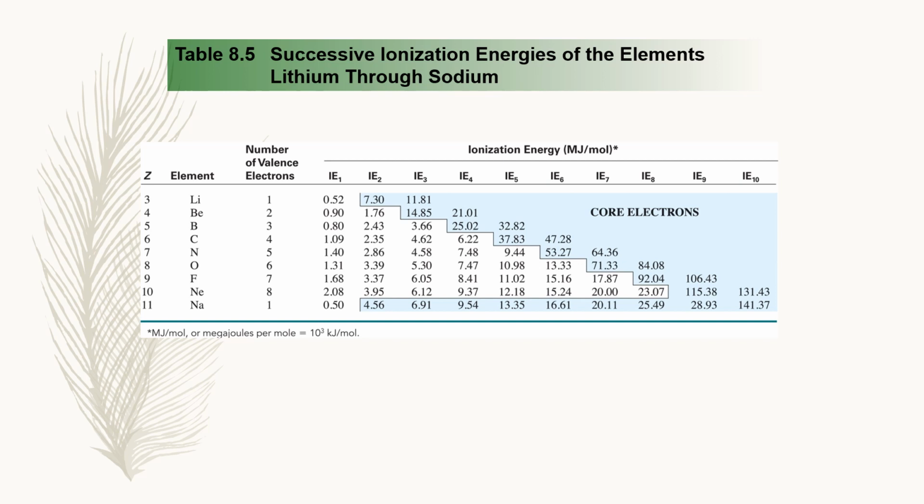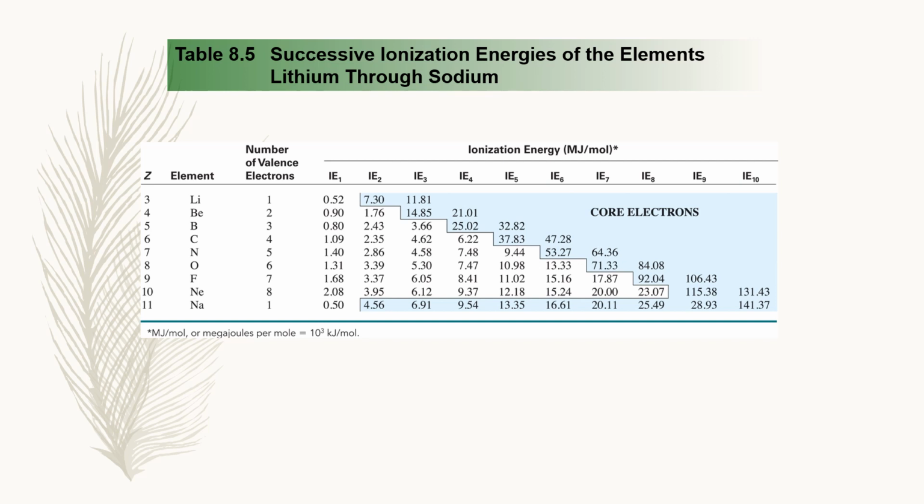You'll see the largest jump, and that'll be your way to identify where the valence electrons would be for an unknown element, is by comparing where you find the largest jumps in ionization energies.